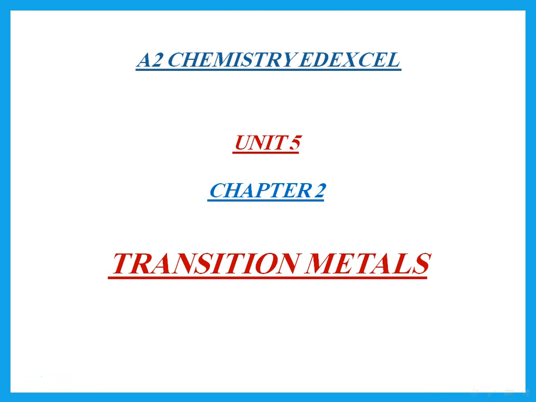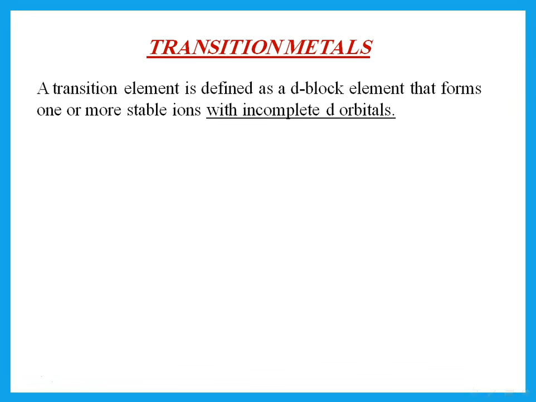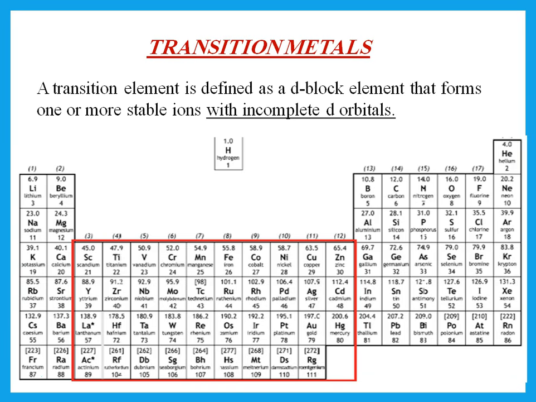Let's talk about the chemistry of transition metals. A transition metal is defined as a d block element, so something in the d block, which is in the middle, that forms one or more stable ions with incomplete d orbitals. So this is the definition of a transition element. It must be in the d block and it forms one or more stable ions with incomplete d orbitals.